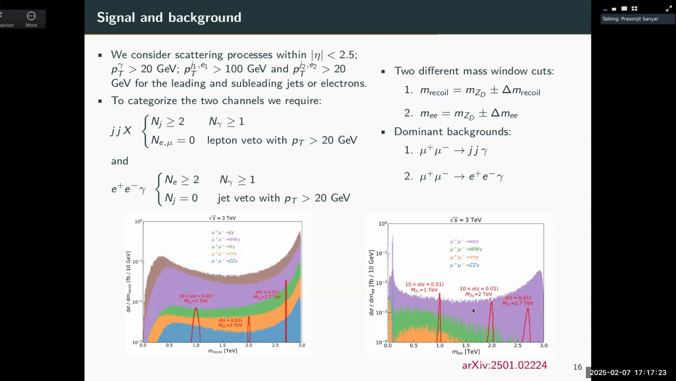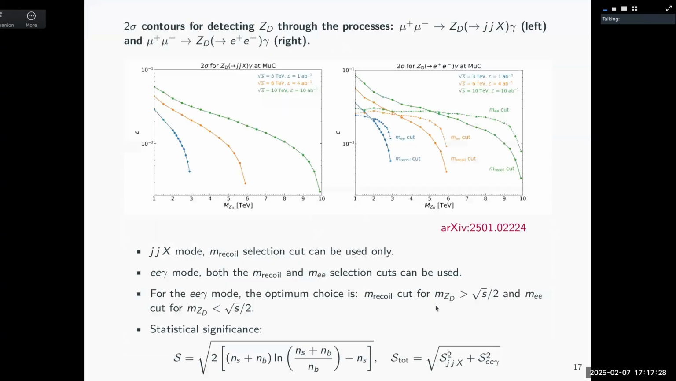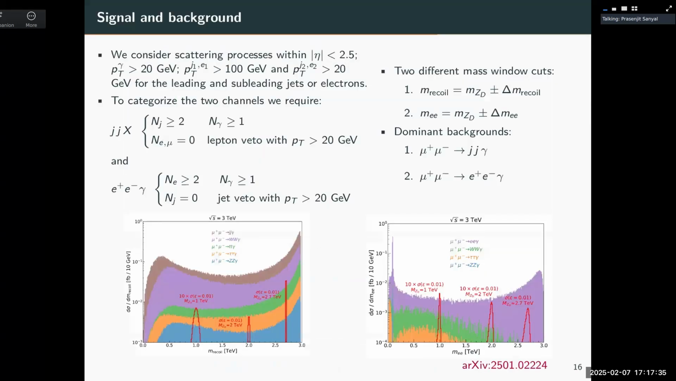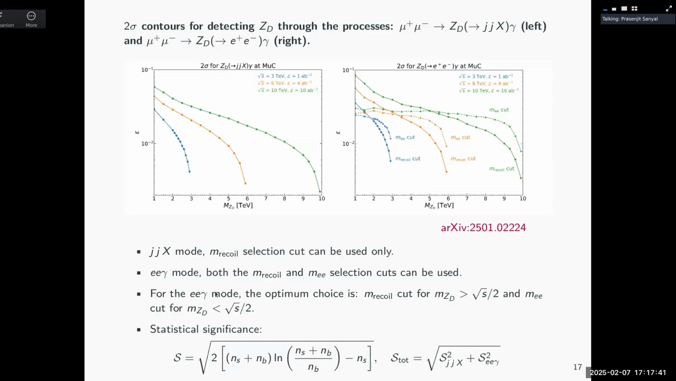A similar thing for here also. Okay. So this is the thing which I need to show to explain your question. Over here, you see the epsilon which we consider is 0.01, but with 0.01 we cannot achieve the 2 sigma significance. So we need higher epsilon, where the signal cross section will scale as epsilon square.